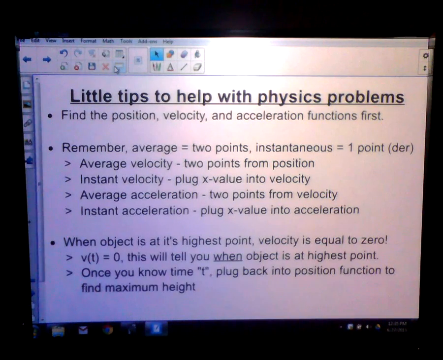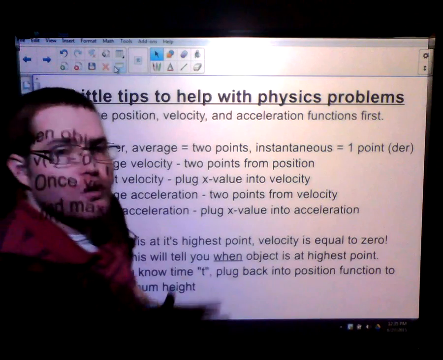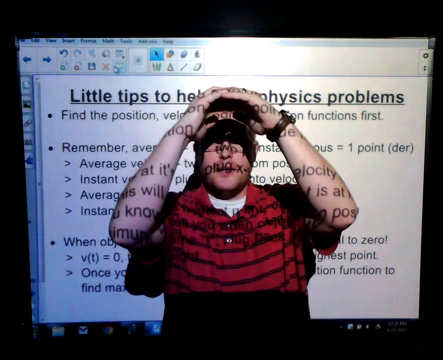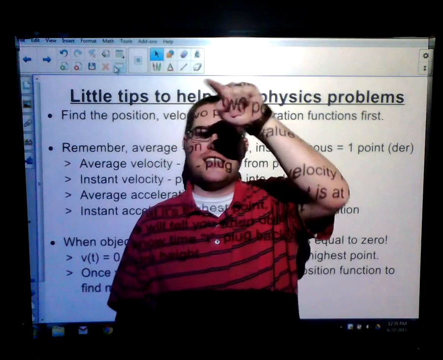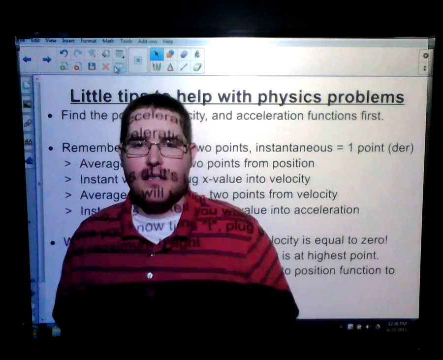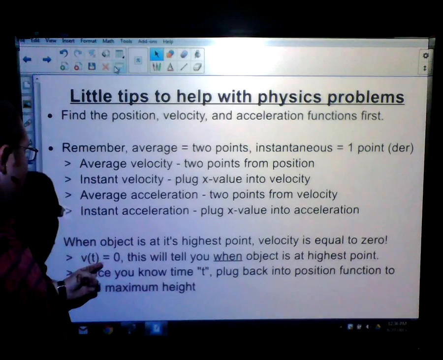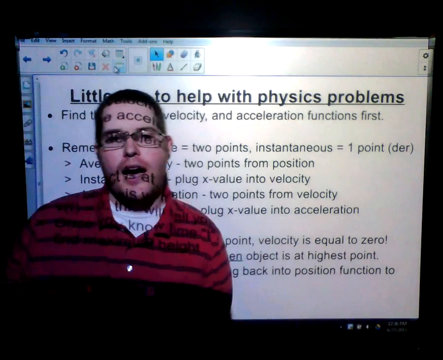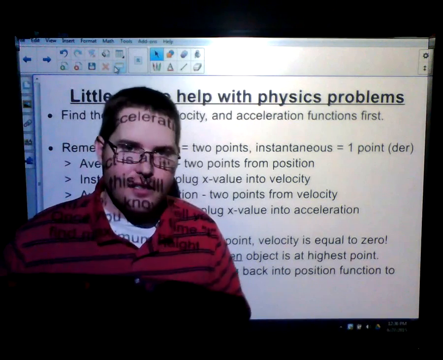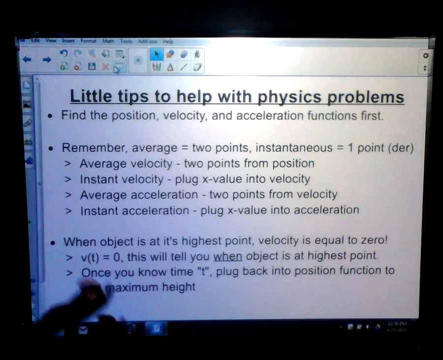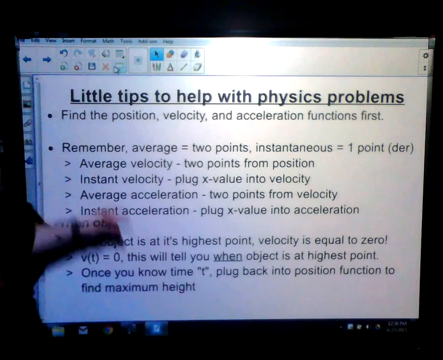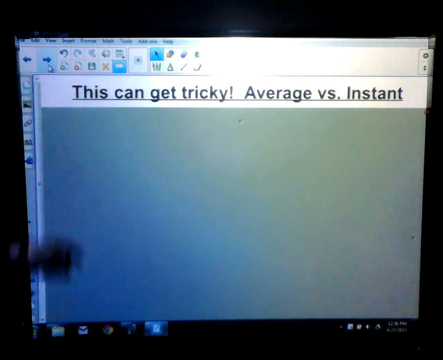When an object is at its highest point, the velocity is 0. That is a huge concept. When something is at the top and it's not going up anymore and it's not coming down anymore, for 1 instant it stops, the velocity is 0. So if you take the velocity and set it equal to 0, this will tell you when you're at the highest point. It takes 6 seconds to get to the highest point. If you want to know where, you plug that back into the position. Let's try some of these. Well, this can get tricky.